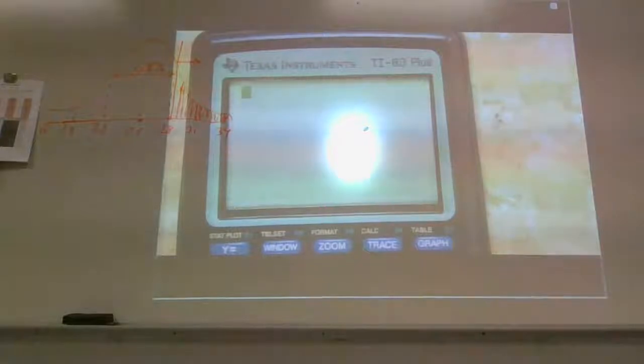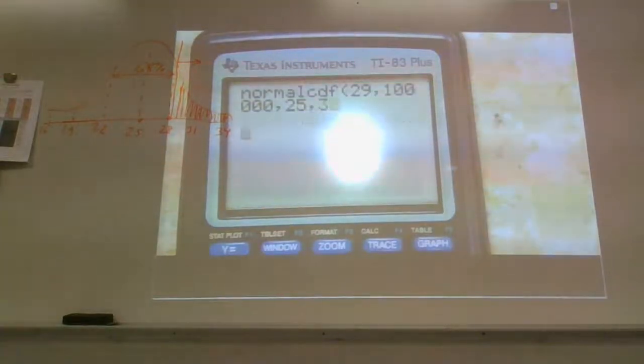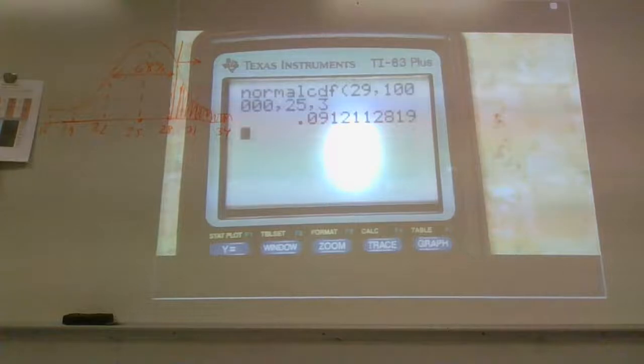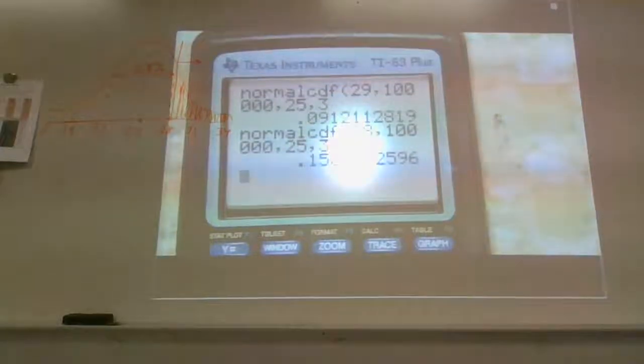But obviously, if you're going for the exact answer, if this were an open-ended question, I would have to do something along the lines of this. Normal CDF, 29, comma, big number, comma, 25, comma, 3, which would give you the exact answer. And again, if I did it from 28, you could see it's approximately 16%, according to the empirical rule, but this would be the exact value. Love it.